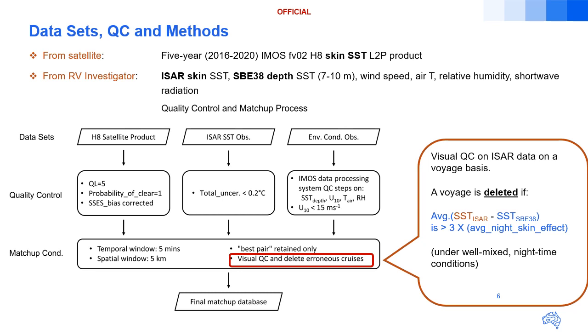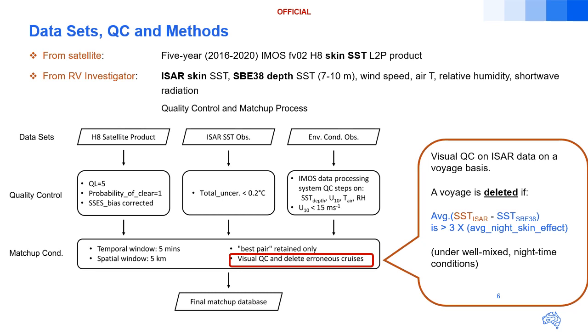So we decided to visually quality control the ISA measurements by looking at every voyage. We are doing this by comparing ISA with the SPE38 depth SST here, and only under well-mixed nighttime conditions. Theoretically, under such conditions, the only difference between ISA and SPE38 SST should be the cool skin effect. On average, the nighttime cool skin effect can be anywhere between 0.1 to 0.4K perhaps.